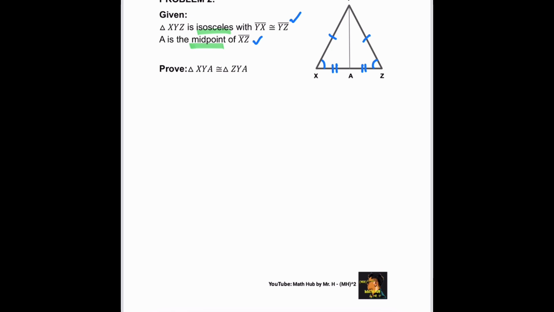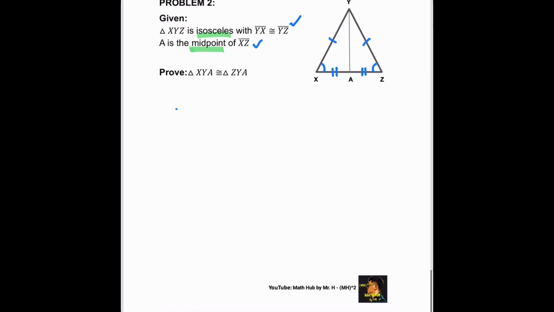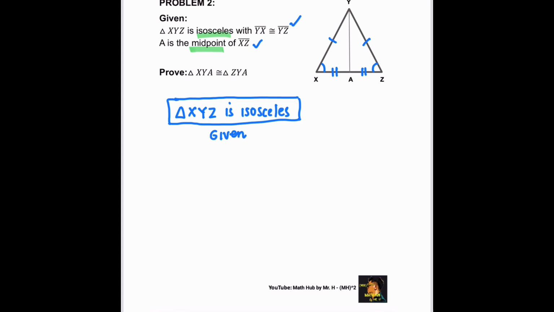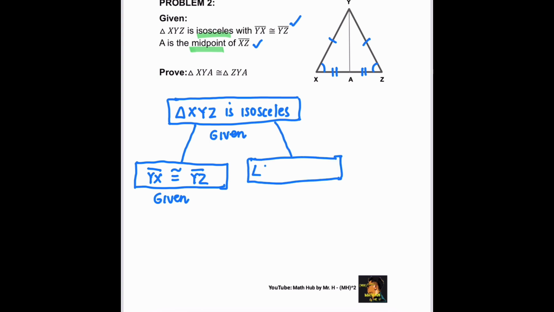All right, so we will begin with the very first statement. So triangle XYZ is isosceles. All right, so that's given. And from this statement, we derive two different statements. So the first one, which is also given, which is segment YX is congruent to segment YZ. And the other statement, angle YXA is congruent to angle YZA.